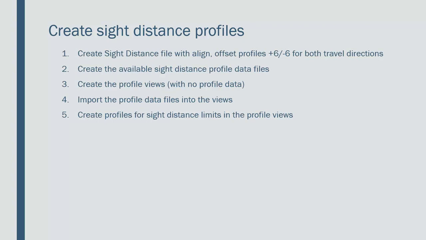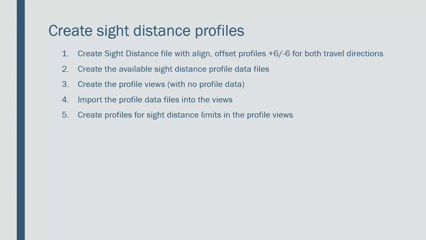The first thing we're going to do here is create the sight distance file with the alignment and offset profiles at -6 and +6, or 6 feet left, 6 feet right, for both travel directions. The idea here is that we want to get as close to where the driver eye height, or the average driver eye height, is going to be along our design.